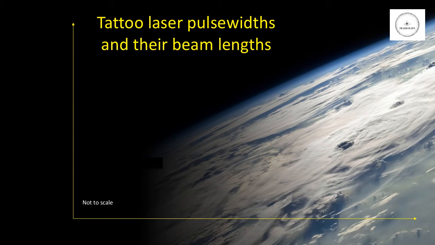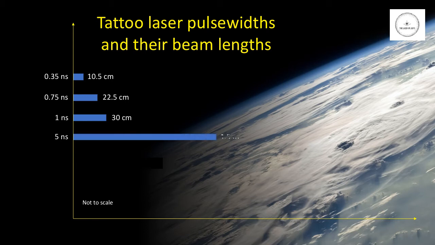So how does this relate to tattoo lasers and their pulses and beam lengths? Well, a 0.35 nanosecond pulse, which is the same as 350 picoseconds, will generate a beam length of about 10.5 centimeters, whereas a 0.75 nanosecond pulse, or 750 picoseconds, will generate 22.5 centimeters. A 1 nanosecond pulse will generate a 30 centimeter or 0.3 meter pulse, as we saw earlier, and a 5 nanosecond pulse length, which is what you would get from a Q-switched YAG laser, for example, will generate a beam length of around about 1.5 meters.